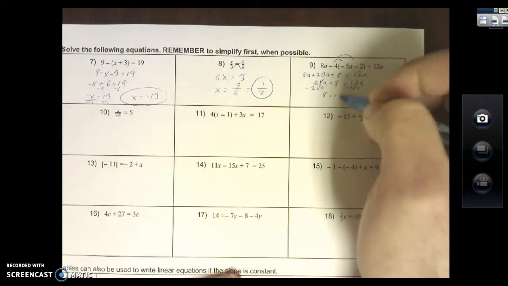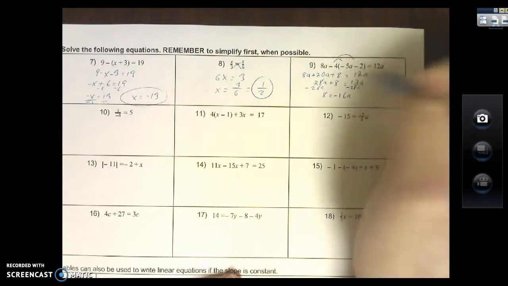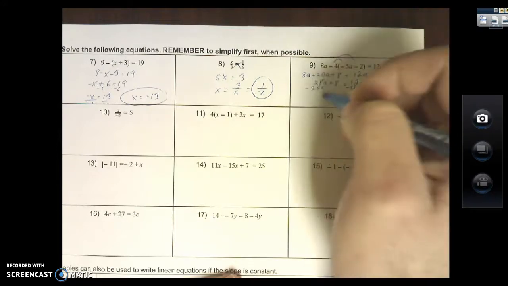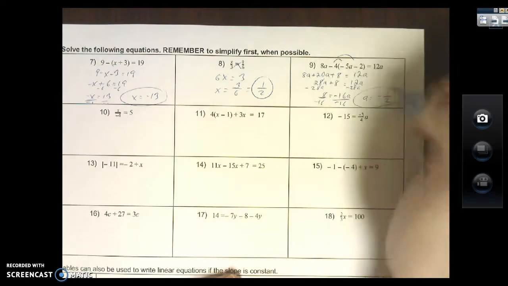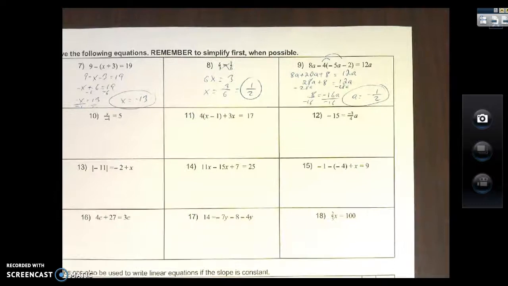8 equals negative 16a. And lastly, divide everything by negative 16. I'm going to go ahead and reduce this one down a while. Negative 1/2. Okay. All right, I am going to jump around just a bit.